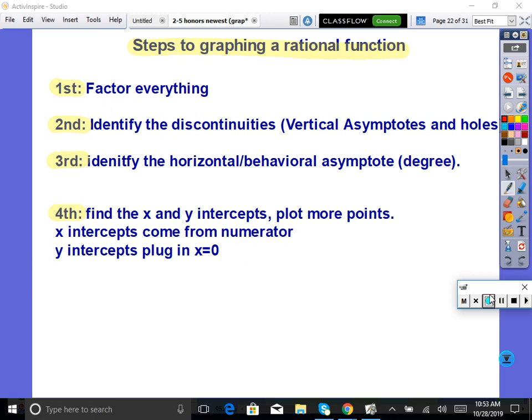Second, identify the discontinuities, which are vertical asymptotes and holes. Third, I identify horizontal or end behavior asymptotes, which come from the degree. And then fourth, all we have to do is fill in the graph by XY points, right? Isn't that how we graph anything? I personally usually start with my x-intercepts, and then a lot of times I'll use my y-intercept, but we can use any XY points. You'll see why the x-intercept is usually really useful. And then we're just going to draw rough sketches after that.